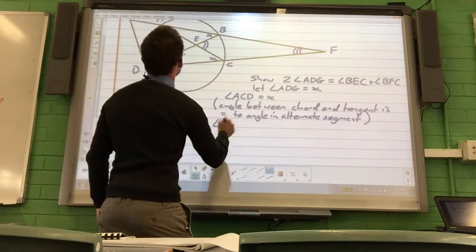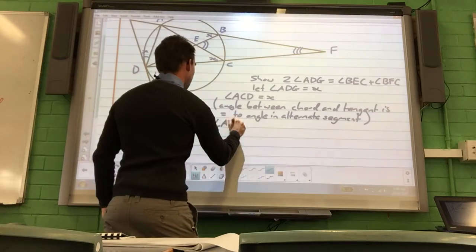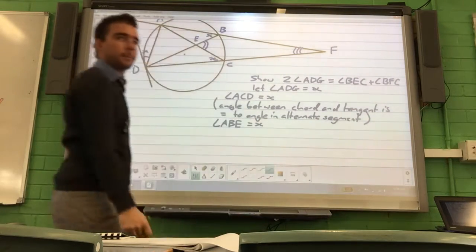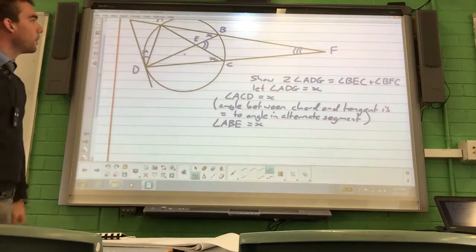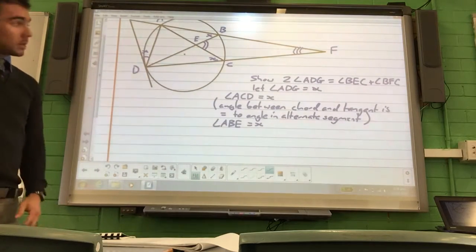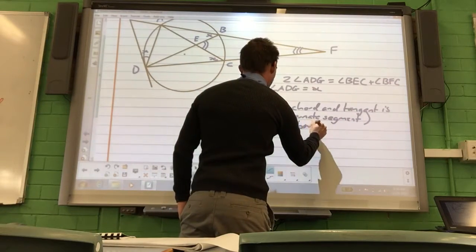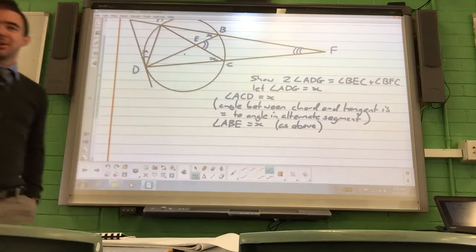Right, angle AB is also x. Okay, so you can either state as above or angles in the same segment are equal. It's much quicker to write, so I'm going to write that one.